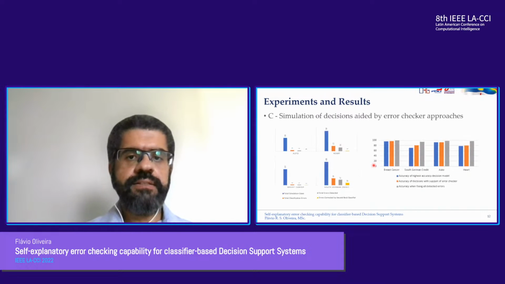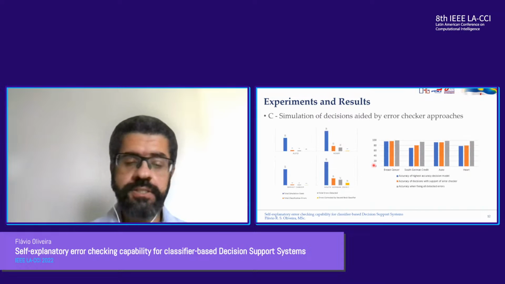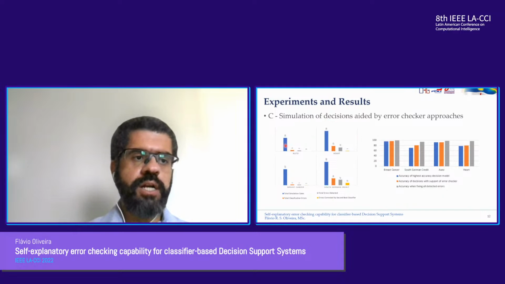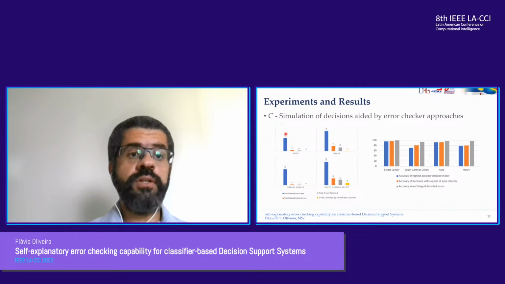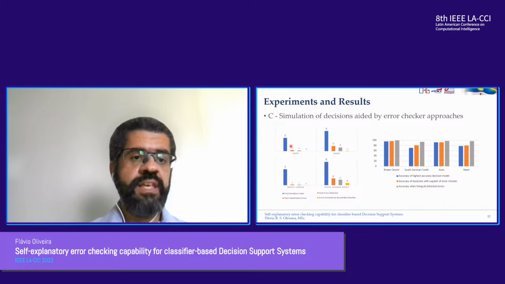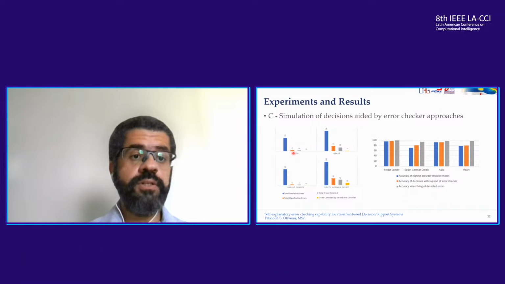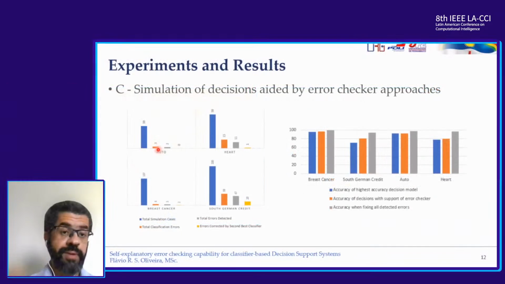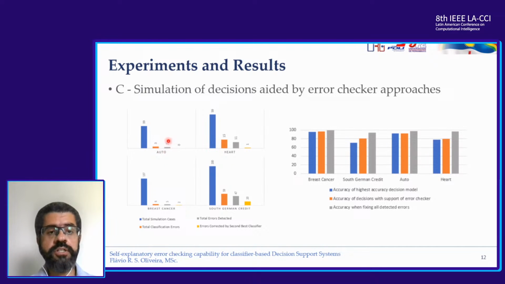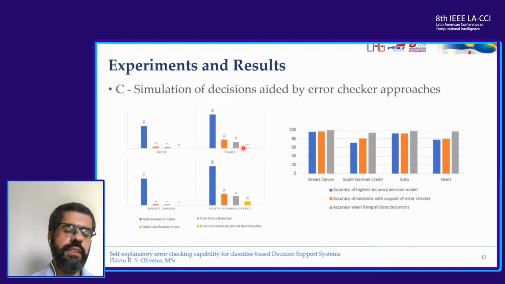And after that, what we perceived was this. For this first graph here, we show in the blue bars the total number of simulation cases evaluated. In the orange, the number of errors which were performed by that top best classifier. In gray, the number of detected errors by the error checker, and in the last bar here, the yellow one, the number of fixed classifications by employing the second best classifier.